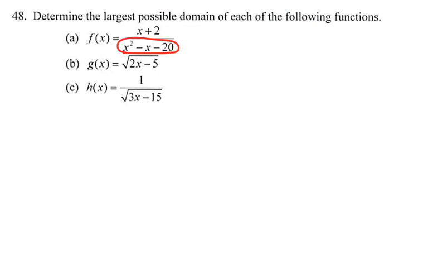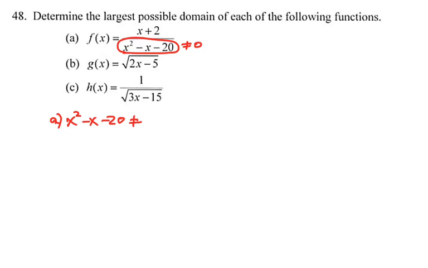Alright, let's look at number 48. Determine the largest possible domain. In the case of a fraction, you cannot have the denominator equal to 0, because when the denominator is equal to 0, the function is not defined. So what we are looking for are the values of x that are not allowed in the denominator. So we are setting that not to be equal to 0.